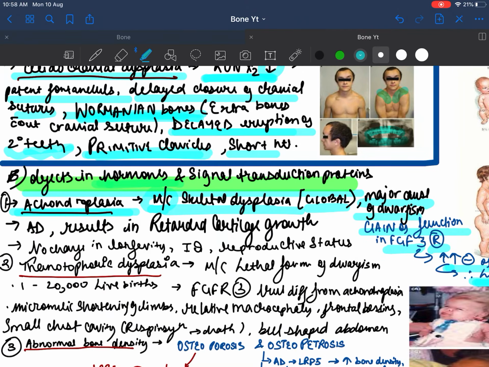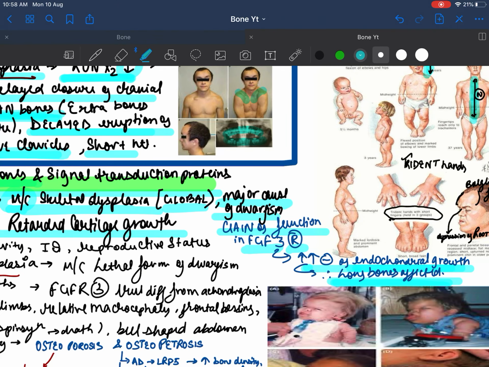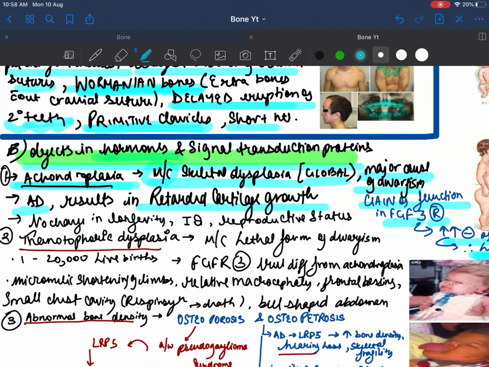So it is in most cases autosomal dominant, results in retarded cartilage growth, and because there is retarded cartilage growth, there will be no endochondral growth properly, and there will be retardation of growth of the long bones. But the thing to memorize here is that there is no change in the longevity of the person. The person will live a normal life. He will not be mentally retarded like a cretin. Cretin is a dwarf who is mentally retarded also, and the reproductive status of the person will not be affected.